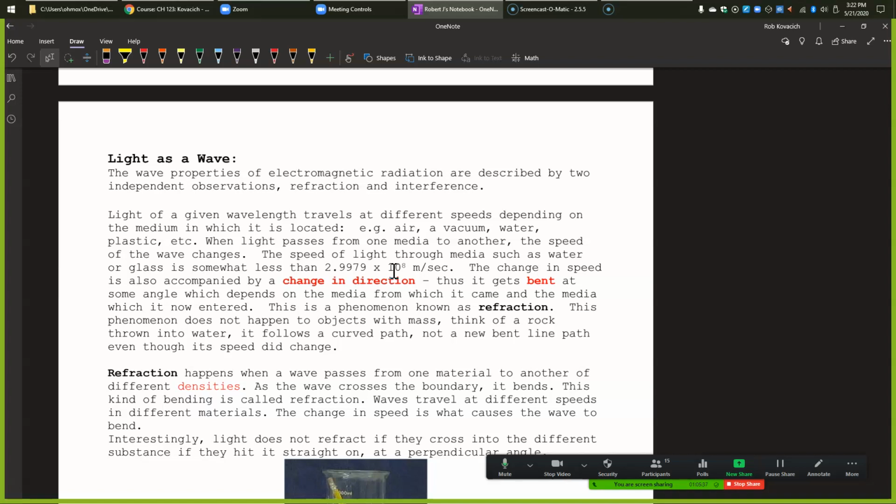One of them is, and this also refers to the way sound waves work, refraction and interference. Those are two of the things that are important to us. So what do we know refraction is?